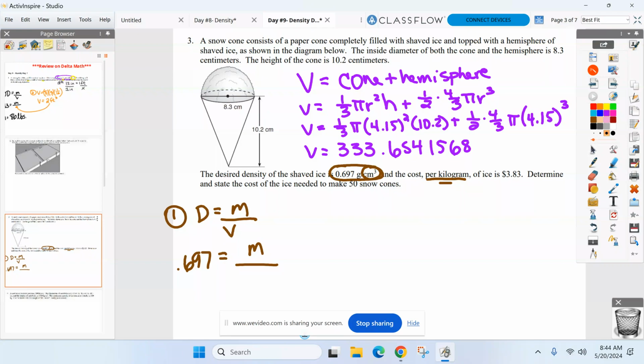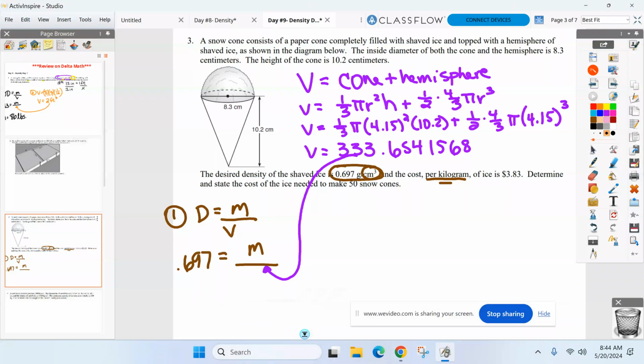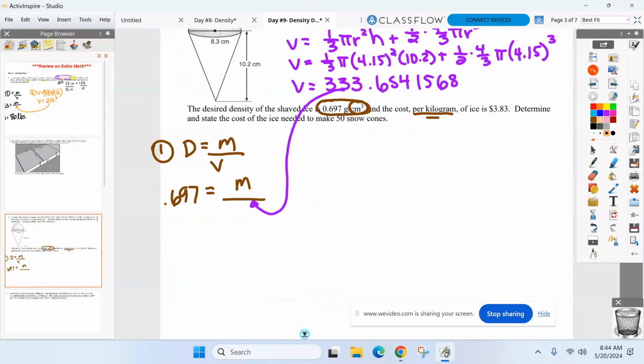All right, there you go. Substitute in that for the volume. Cross multiply. Find the mass of one snow cone now. Go ahead, cross multiply it. Find the mass of one snow cone. Keep writing out those decimals or leave it in terms of pi. I don't know if your calculator's doing that.